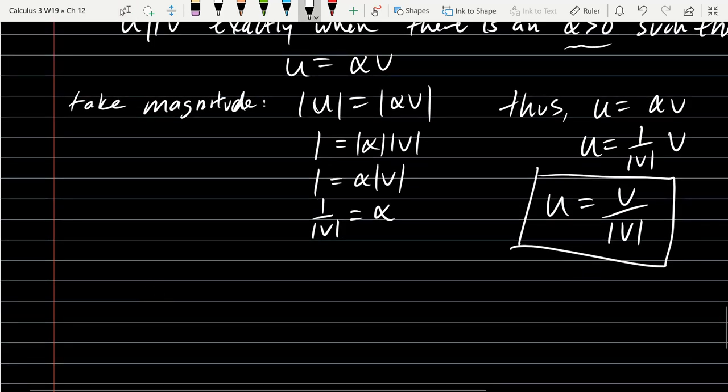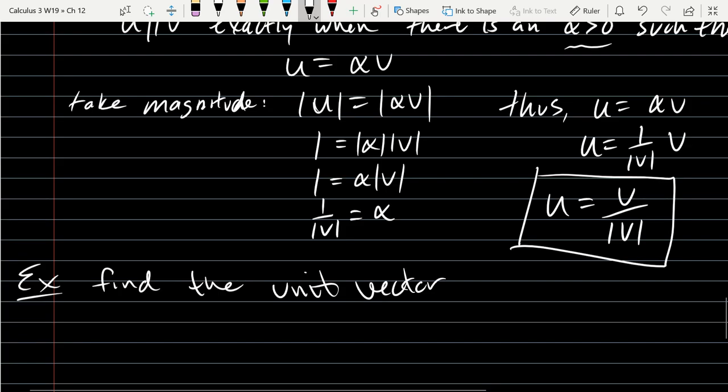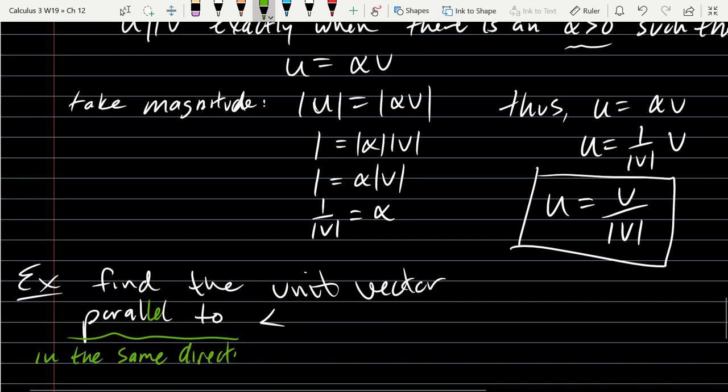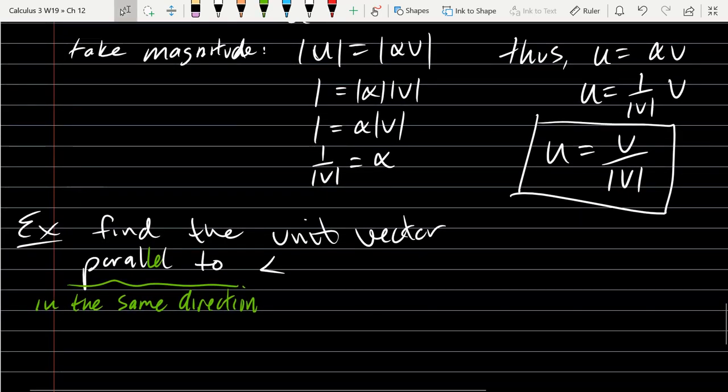So let's go ahead and find a unit vector, or find the unit vector parallel to. Now, you're also going to see the words parallel to, you're going to see that written sometimes as in the same direction. So that just means parallel. And the vector we're going to be parallel to is <-2, -2, -1>. So that vector is v. So find the vector u.